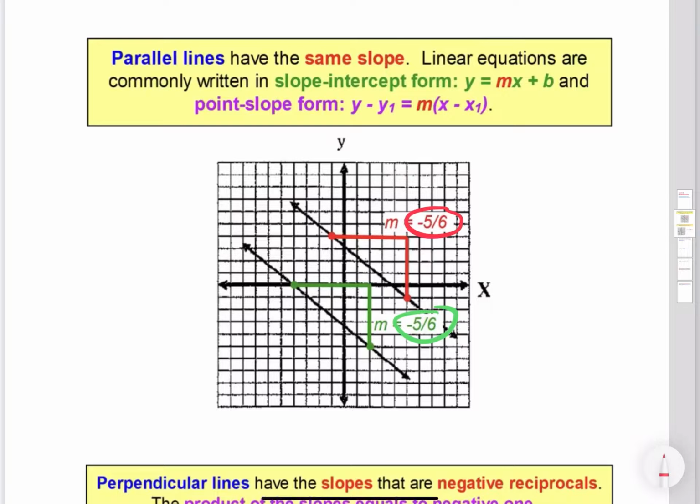Now, we typically write our equations in slope-intercept form, which is y equals mx plus b. Other times we may want to write it in point-slope form, which is y minus y1 equals m times x minus x1, where x1 and y1 is a point on the line. For our sake, we're going to do everything in slope-intercept form.